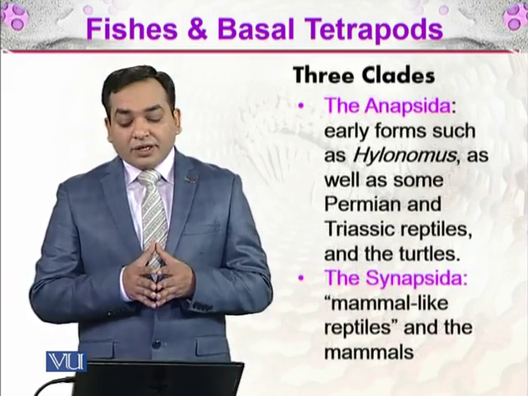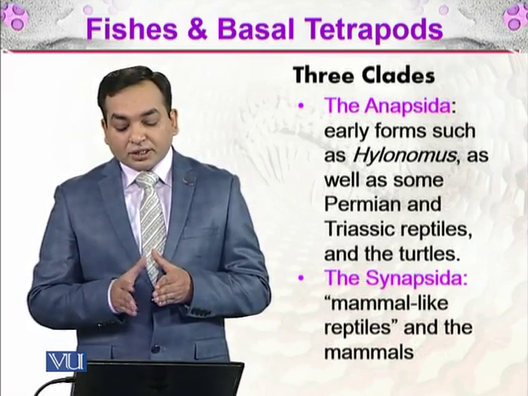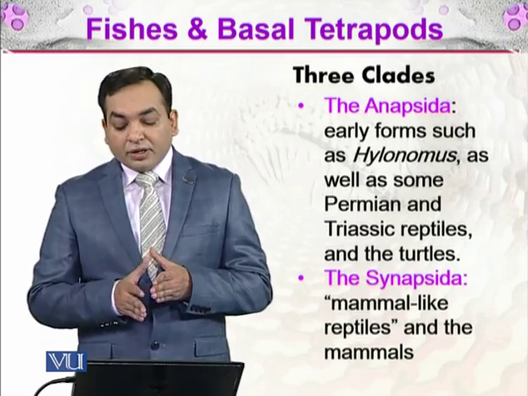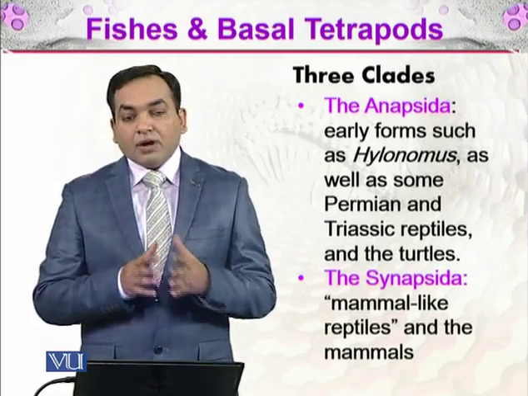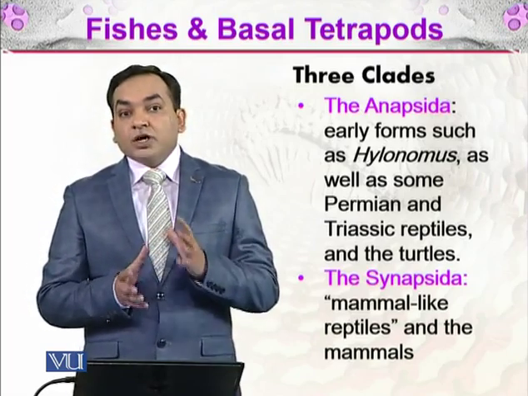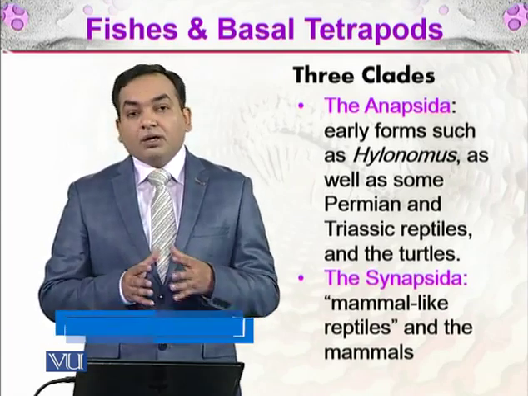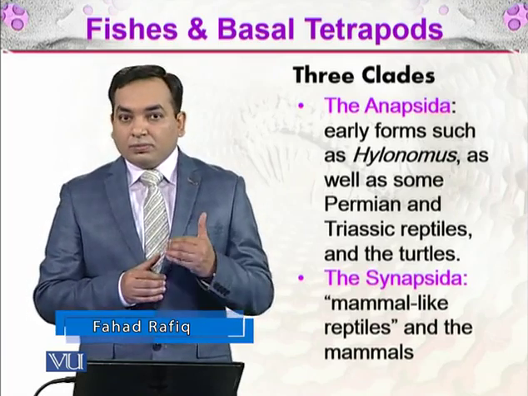The Anapsida include the early forms such as Hylonomus, as well as some Permian and Triassic reptiles and the turtles. We have discussed Hylonomus, and we did see its picture as well, which did not have any openings behind the eye sockets. There were no temporal openings.